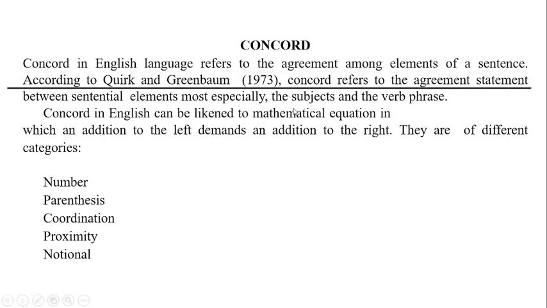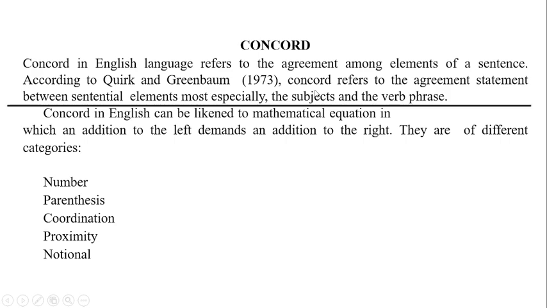According to Quirk and Greenbaum, 1973, Concord refers to the agreement between sentential elements, most especially the subject and the verb. So Concord simply means that the elements of a sentence must agree, most especially the subject and the verb. Some people call it subject-verb agreement. Instead of saying Concord, they say subject-verb agreement.